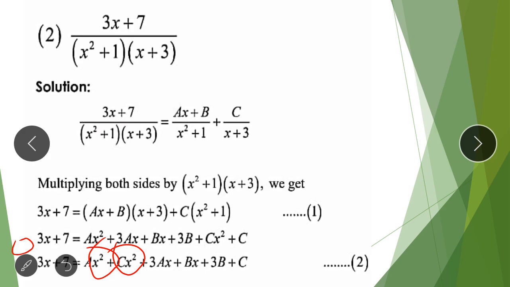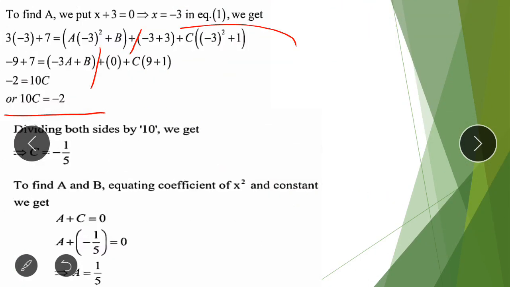So the coefficient of x square will be a plus c is equal to 0. The constant terms are 3b plus c, and here we have the constant term as 7. So these two equations we will get. A plus c is equal to 0. The value of c is minus 1 upon 5. It is put here, and we have found the value of a.